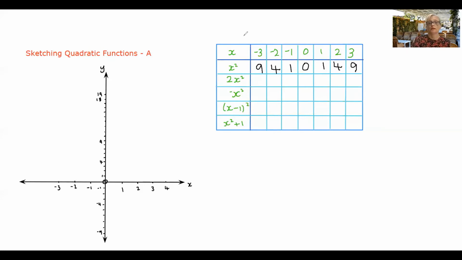What we get is in the shape of what's called a parabola. So we'd have something like this. -3, 9, -2, 4, -1, 1, 0, 0, 1, 1, 2, 4, 3, 9. That sort of thing. We want to get a curve. We don't want to use a ruler to go between. So we get something like that for y equals x squared.